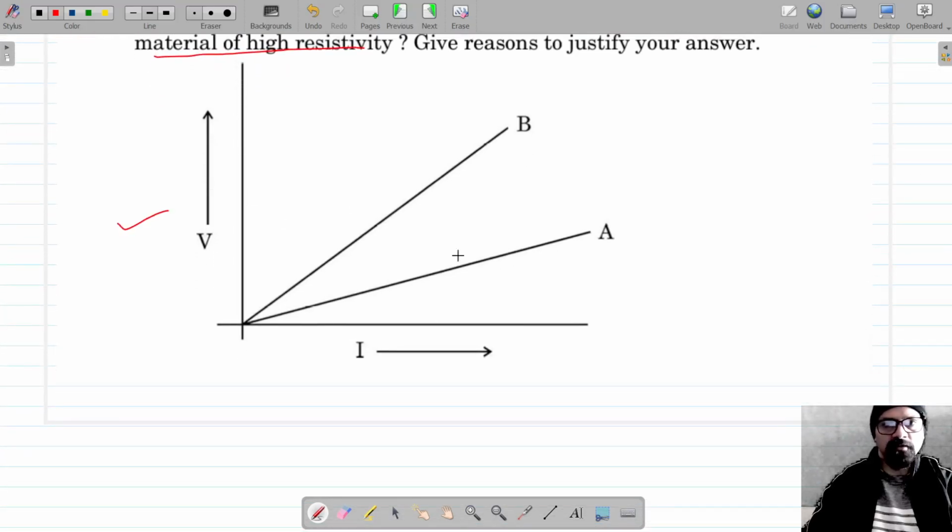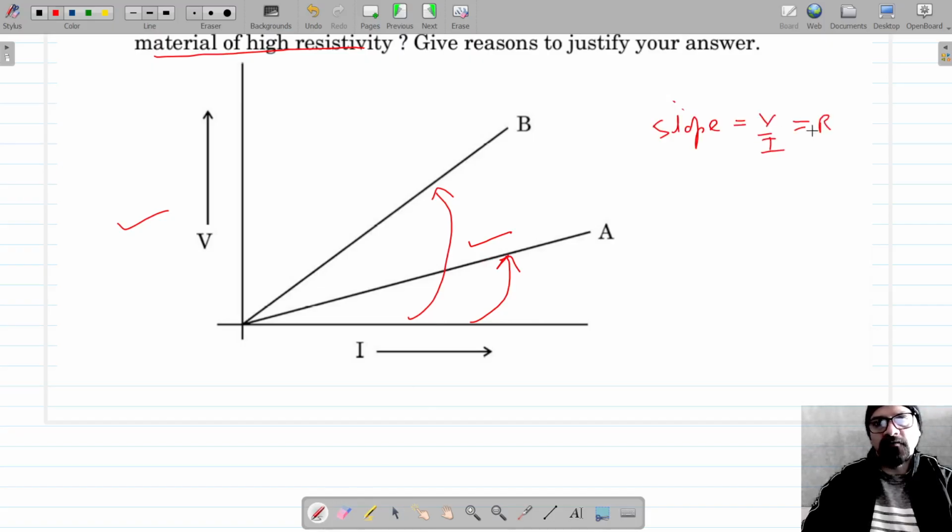So let's consider this VI graph, and now this conducting wire A has this slope. Wire B has more slope, and we know that the slope here is equal to V by I, and V by I is equal to R. So that means if I consider the slope of wire B, it will give me the resistance.